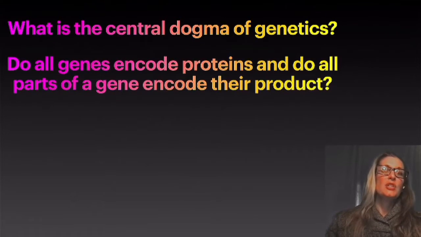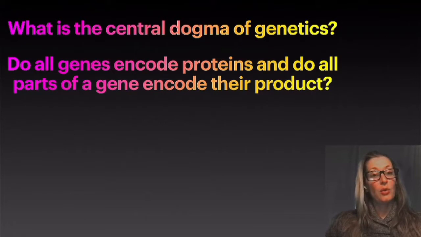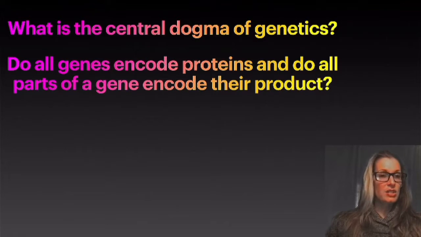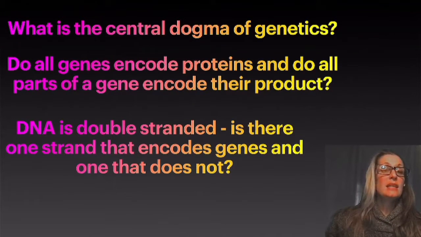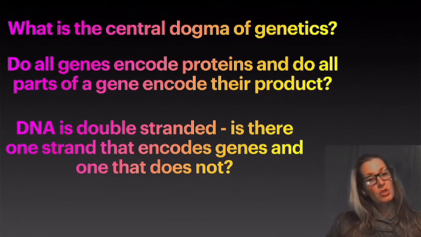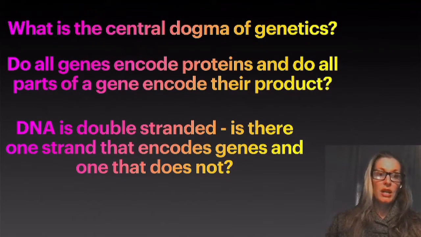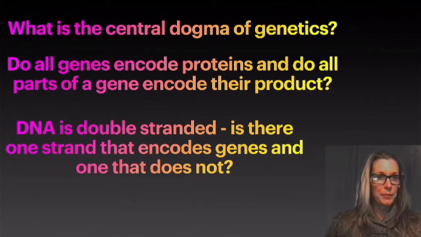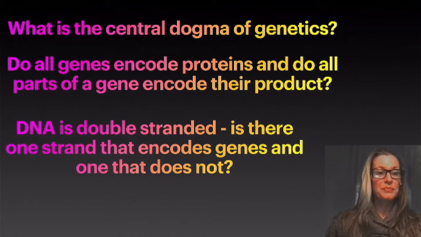Next is, do all genes encode proteins, and do all parts of a gene encode their product? So whatever that product is, do all the parts of a gene actually go into encoding that? And then DNA is double-stranded. Is there one strand that encodes genes and the other strand doesn't encode genes? Is there a mixture, where some parts of each strand encode genes? What's the deal with that? Those are the things to be looking for as we move through our lecture today.